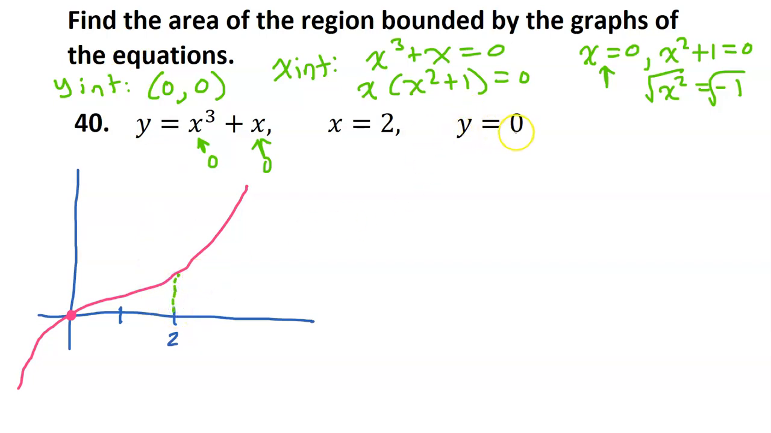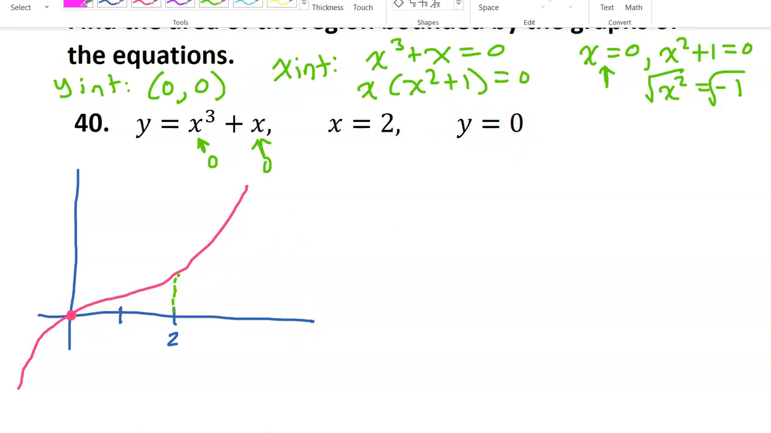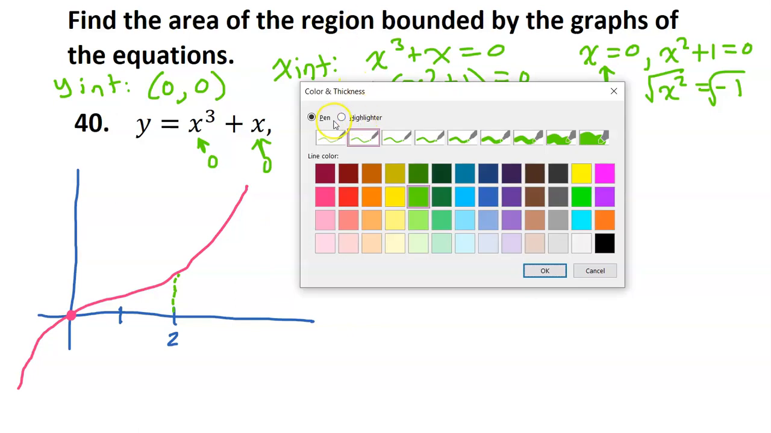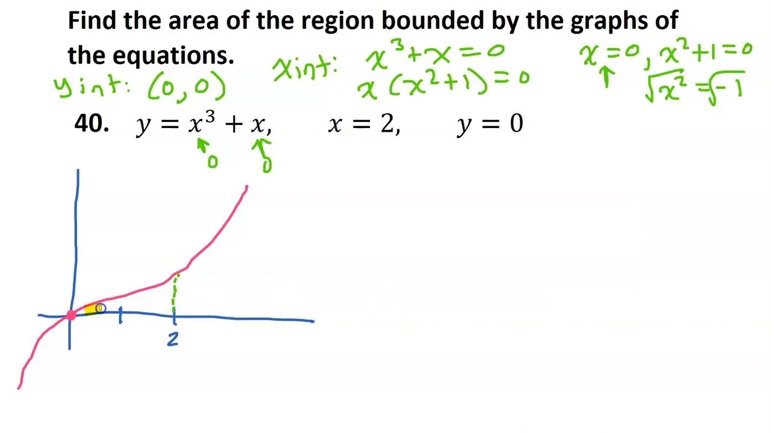And of course, y equals 0 is just the x-axis. So I'm going to color in the shaded region. So this is the area bounded by the three equations we were given. Well, look, this area is the area under the curve between 0 and 2.